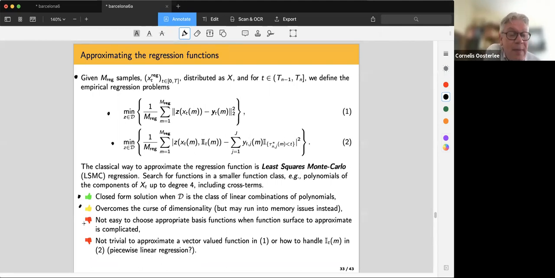And the drawbacks for least squares Monte Carlo is it's not so easy to choose the basis functions yourself, especially when the function surface is complicated. And it's also not trivial to approximate a vector valued function. Here you see we approximate a vector valued function, and here we do it as a sum of components.